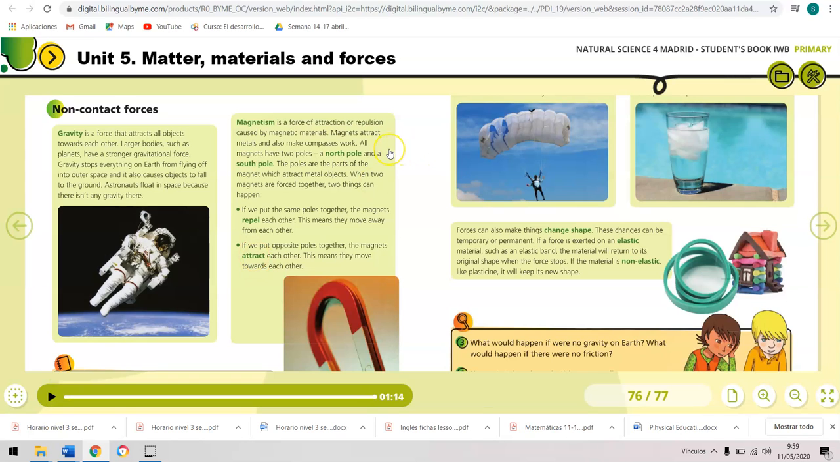Okay, so magnetism is the other non-contact force that we are studying, and as you can imagine, if you have seen magnets in your life, you see that the magnets attract. Which material do they attract? Metal. Good job. They have two poles, okay? They have North Pole and South Pole, two parts in the magnet. And what happens is that if you put two north poles together, they repel, se alejan. But if you put the North Pole and the South Pole together, they attract each other, okay?